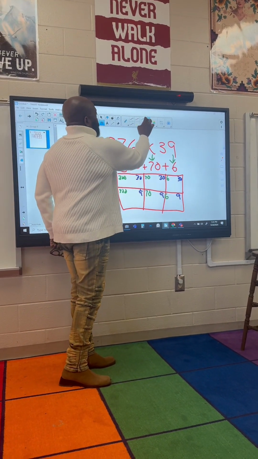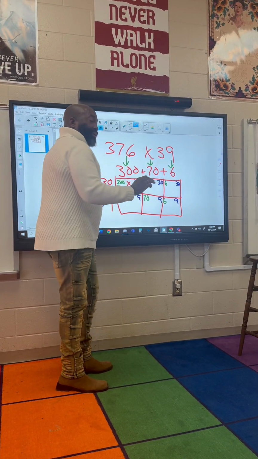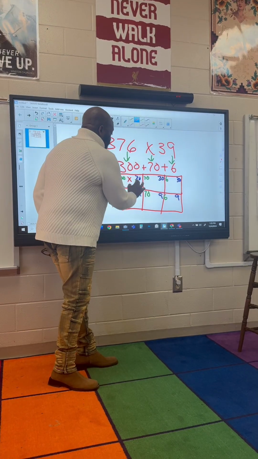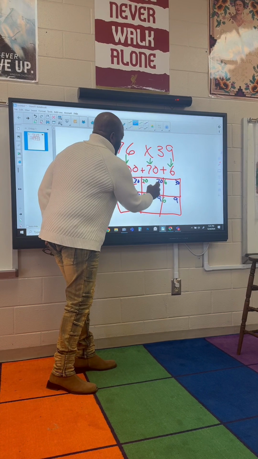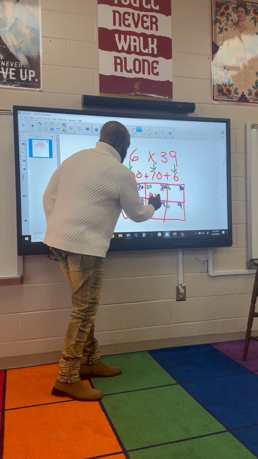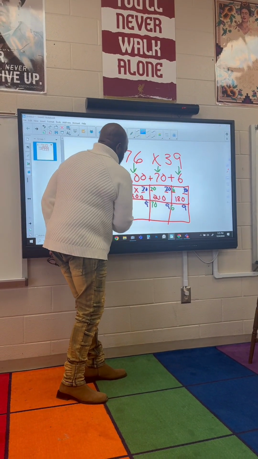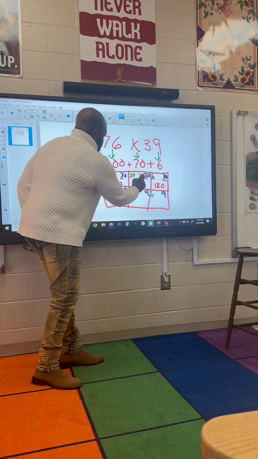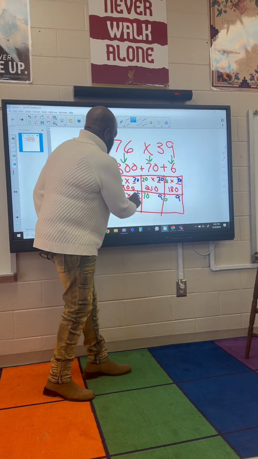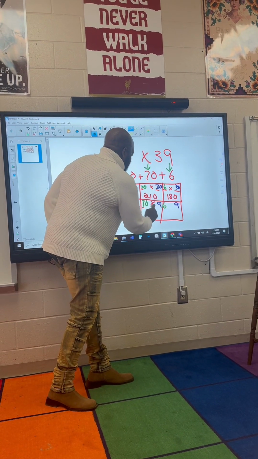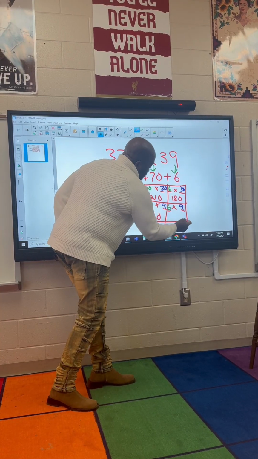And then I'm just going to multiply the digits inside of the box. The great thing about this is that the only thing I have to multiply are the first two numbers. 3 times 3 is 9 with 2 zeros. 7 times 3 is 21, I add 1 zero. 6 times 3 is 18 with 1 zero. 3 times 9 is 27, add 2 zeros. 9 times 7 is 63 with 1 zero. And 6 times 9 is 54.